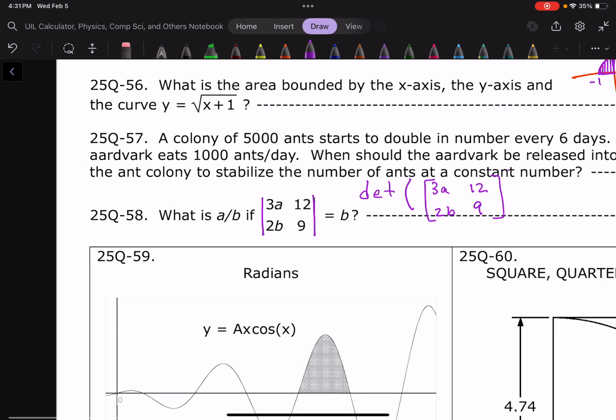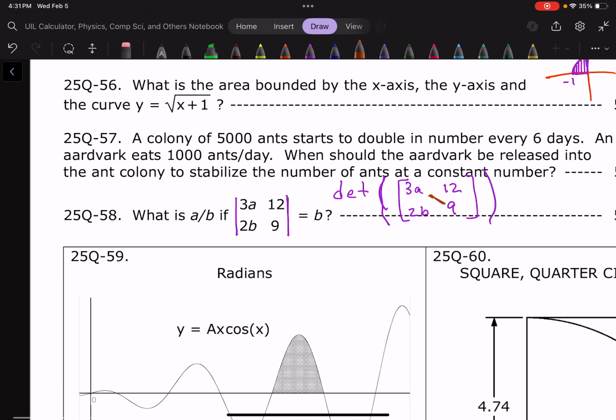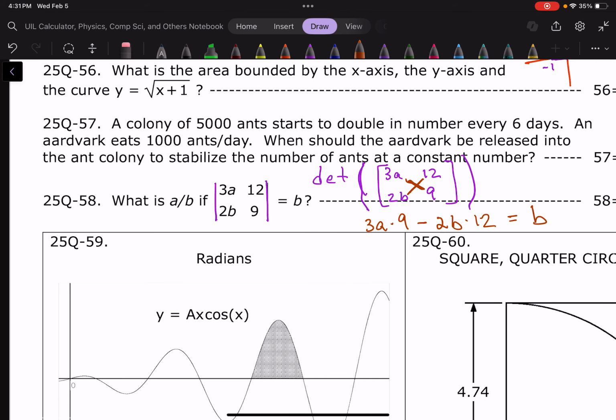Well, what is the determinant? The determinant ends up doing some funky math, and for a 2 by 2 matrix, what it does is it multiplies these two numbers, and then it subtracts it from the product of these two numbers. So what we're really doing is 3A times 9 minus 2B times 12. That's the determinant, and all of that determinant is going to equal B. Alrighty.